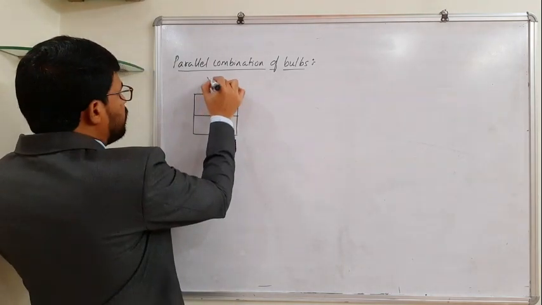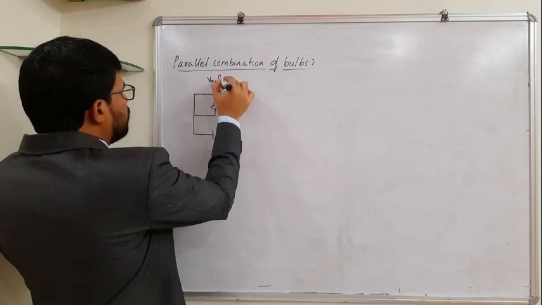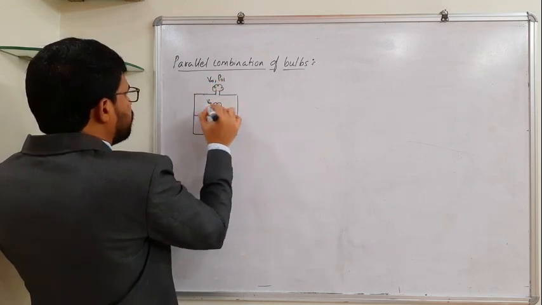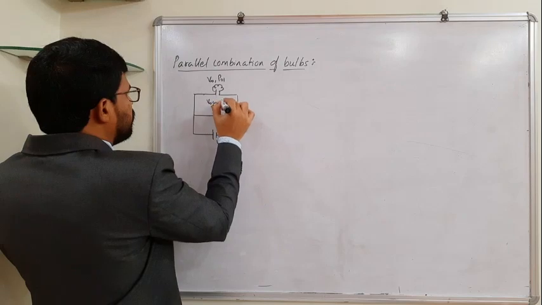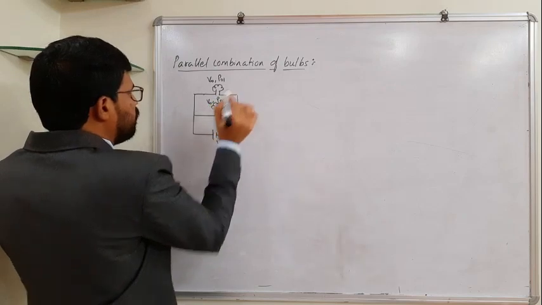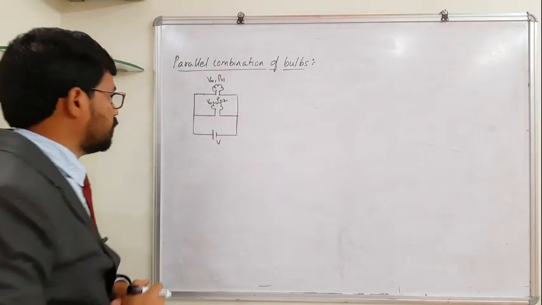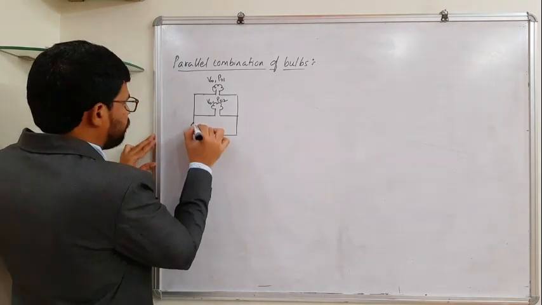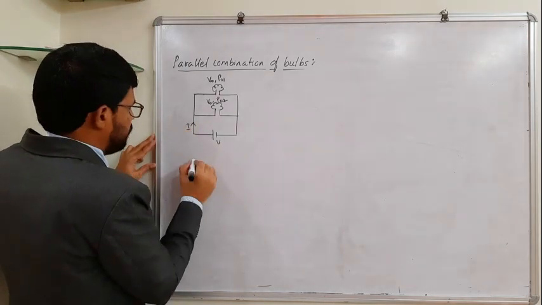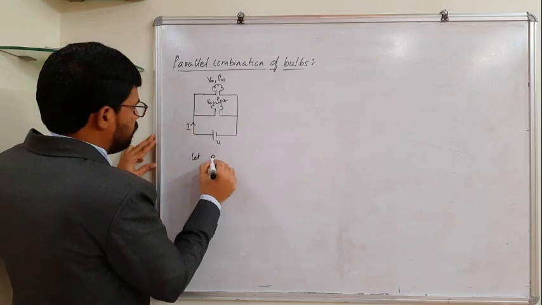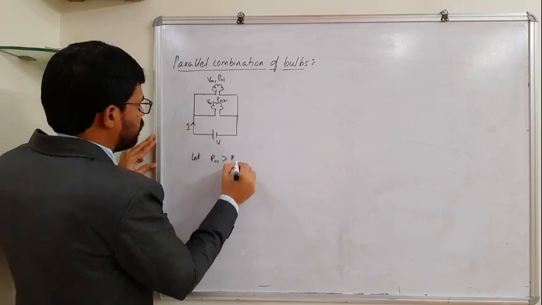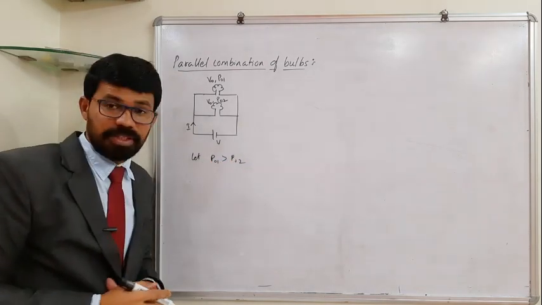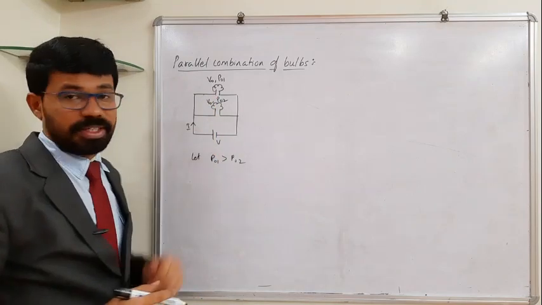Let the voltage rating of this one be V0 and power rating P01. Voltage rating V0, power rating for the second one is P02. Let current I be flowing like this. I'll assume that P01 is greater than P02. So the power rating of this bulb is greater than the power rating of this bulb.